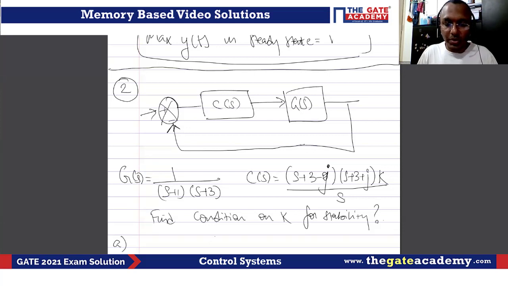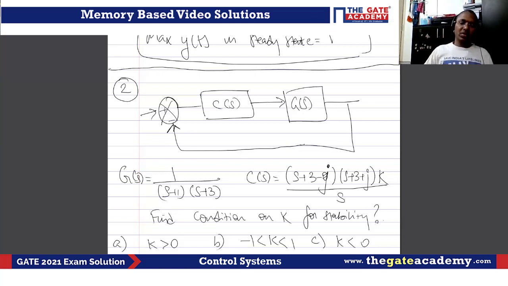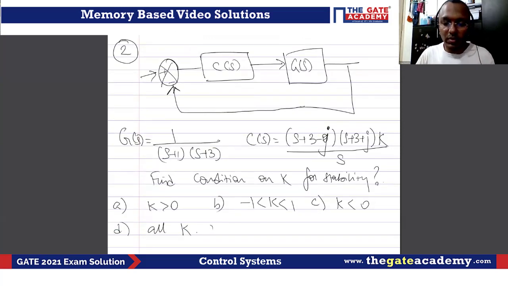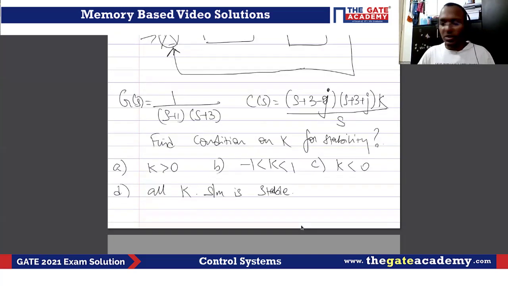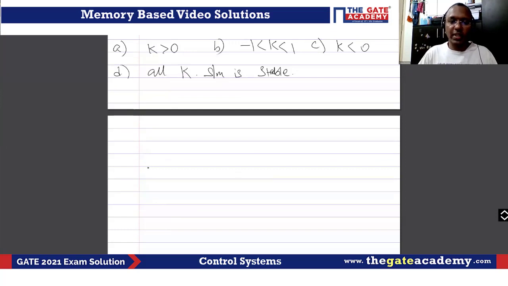Four options are given. K greater than 0, minus 1 less than K less than 1, K less than 0, all K. That is, the system is stable for all K. For all K, the system is stable. This is the question. This is also a very, very straightforward standard question.